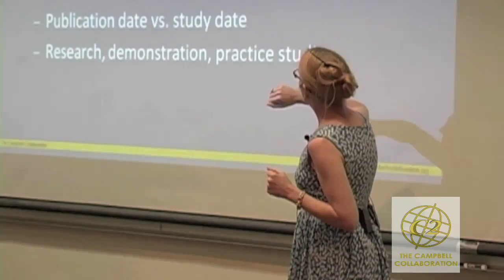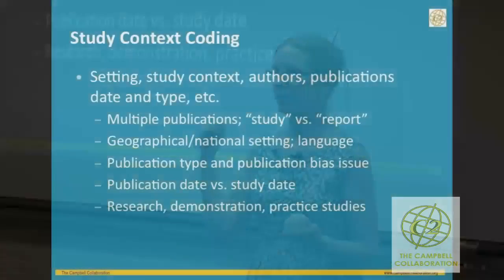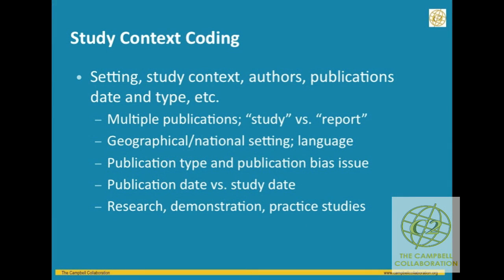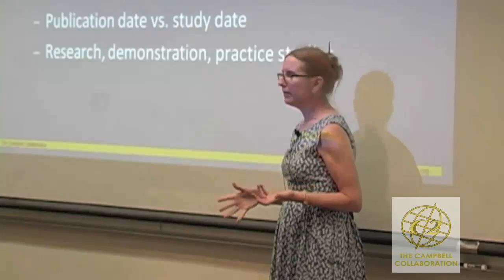Geographical information, publication type is important. We talked a little bit about grey literature and publication bias earlier, and so recording what type of publication your data come from is important. It allows you to explore those issues analytically later. Publication date and study date, those are important. The study date is difficult to determine sometimes, so sometimes you can use publication date as a proxy.